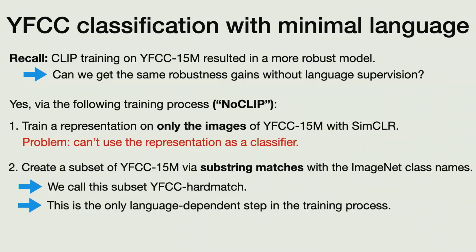So, we didn't want to fine-tune on Imagenet, because when you fine-tune on Imagenet, as we've seen earlier, that messes up the robustness. So we wanted to fine-tune on something that's only YFCC, and we did this as follows. We took the text of YFCC, and we just did a substring match to the Imagenet classes. If there was a text and it contained German Shepherd, then we said, okay, this image belongs to the class German Shepherd. And this way we could build a subset of YFCC that we call YFCC hard match. And that is what we used for fine-tuning.